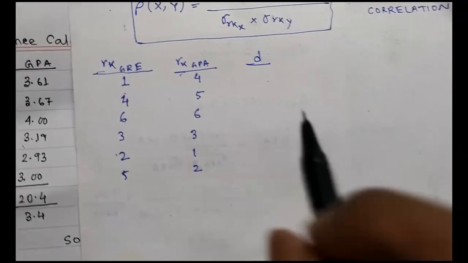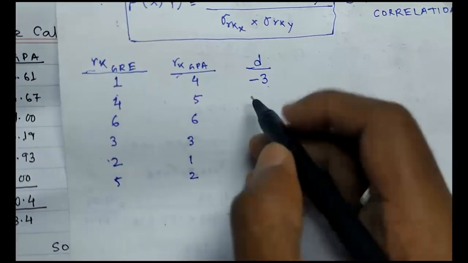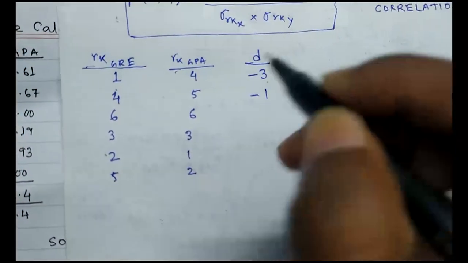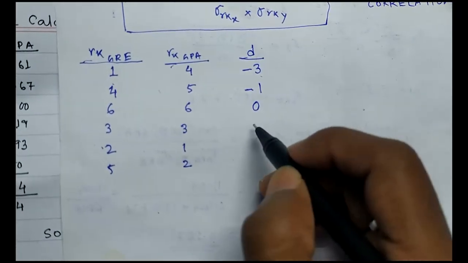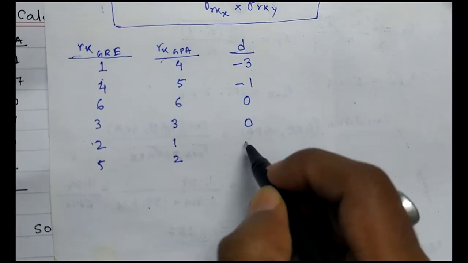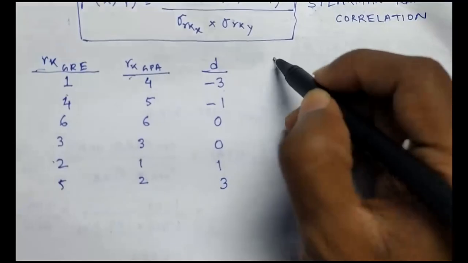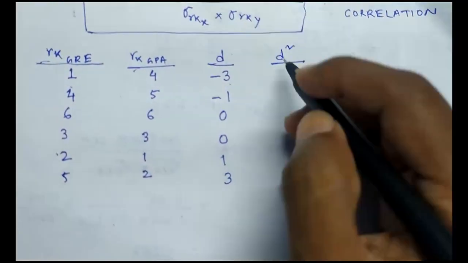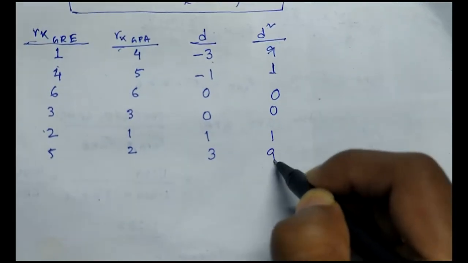GPA. Now the difference between 1 and 4 is -3, 4 and 5 is -1, 6 and 6 is 0, 3 and 3 is 0, 2 and 1 is 1, and 5 and 2 is 3. Now I'll find the differences squared, that is D square. It will be 9, 1, 0, 0, 1, and 9.